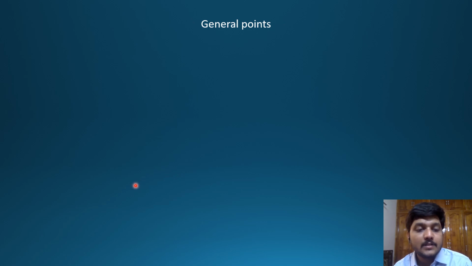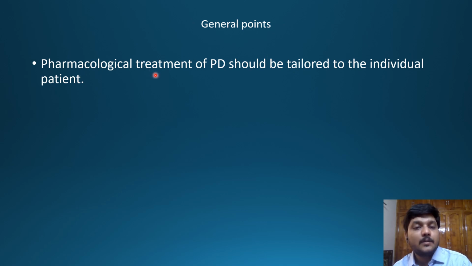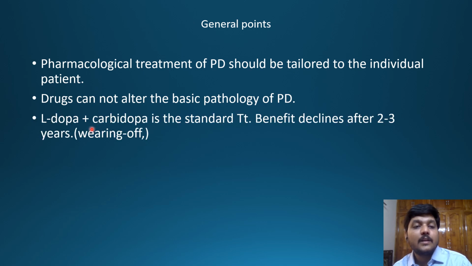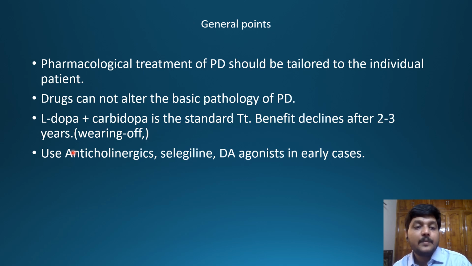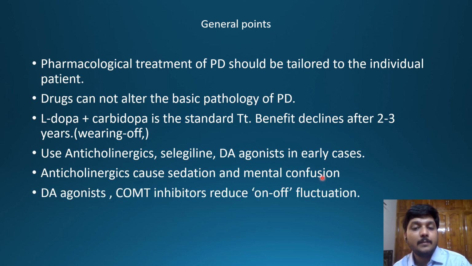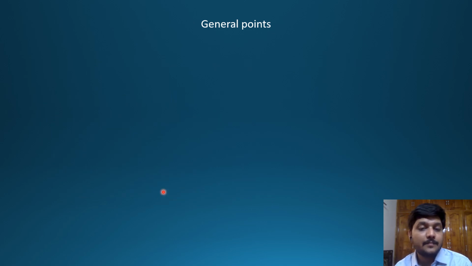Some general points to be kept in mind while studying Parkinson disease pharmacotherapy are: the pharmacotherapy of Parkinson disease is totally individualized. It varies from patient to patient, but it cannot alter the basic pathology of this disease. Levodopa combined with carbidopa is the standard treatment, but the benefit declines after 2 to 3 years due to the varying phenomenon. Anticholinergics, selegiline and dopamine agonists are proven to be more effective in early cases. Anticholinergics are popular for side effects like sedation and mental confusion. Dopamine agonists and COMT inhibitors can reduce the on-off fluctuation.